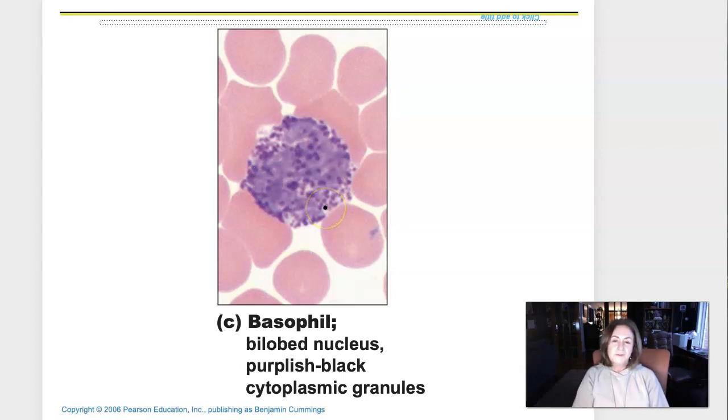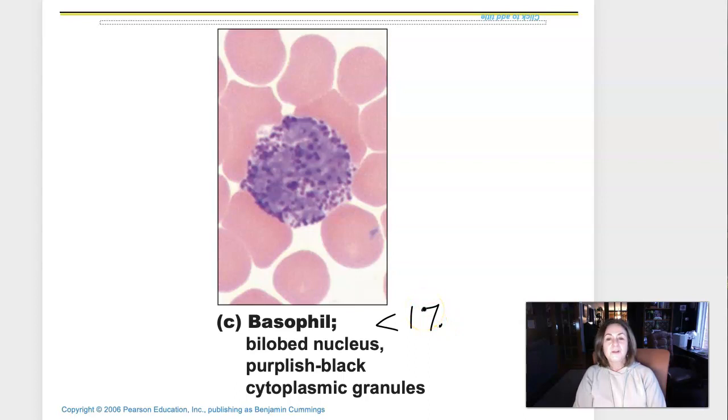The basophil is the least common of the white blood cells, making up under 1% of the white blood cell population. And remember, the white blood cell population is already under 1% of the blood cell population. So this one's tough to find.